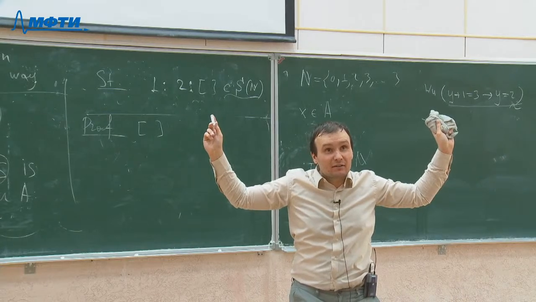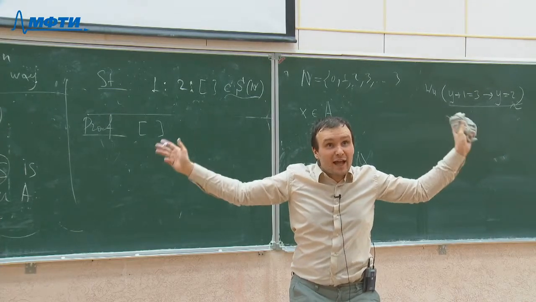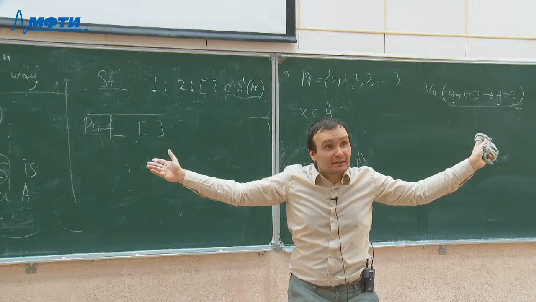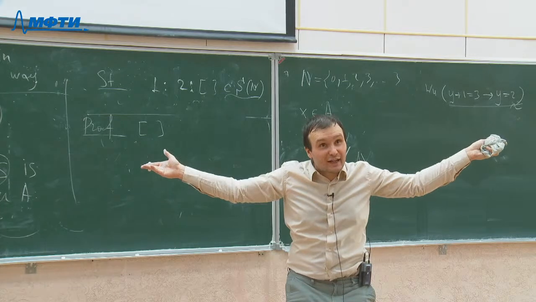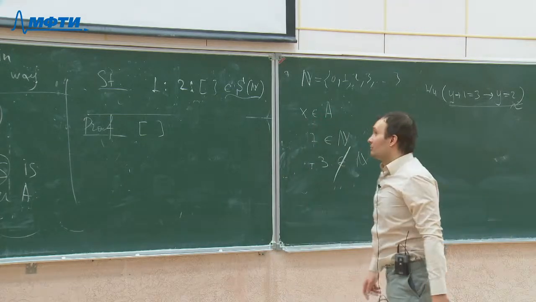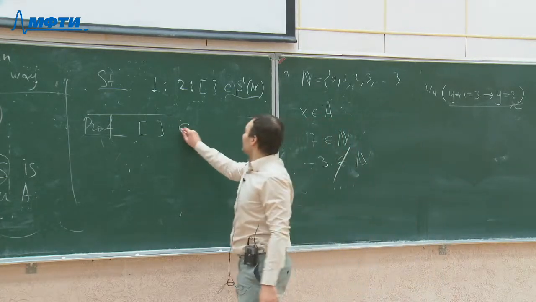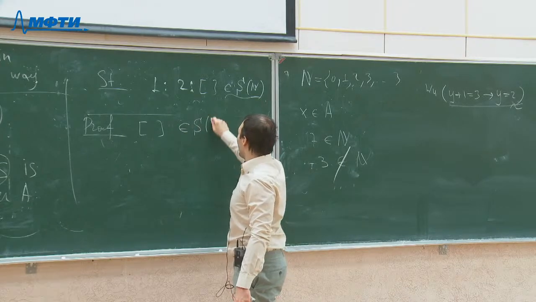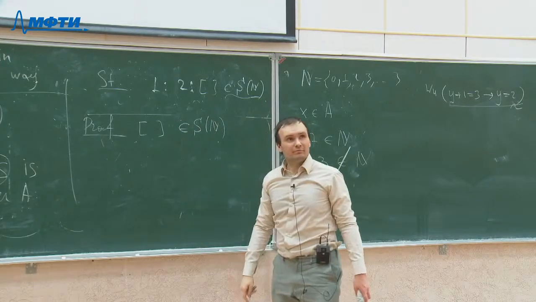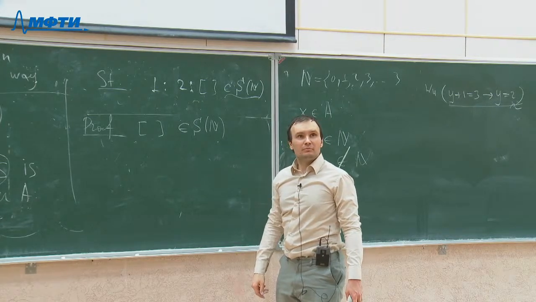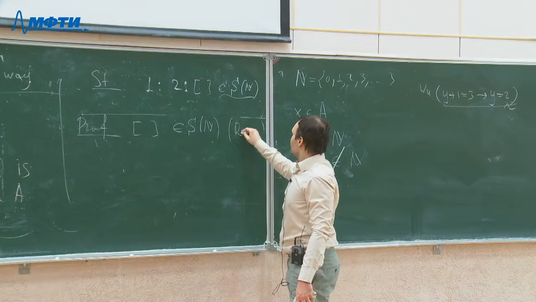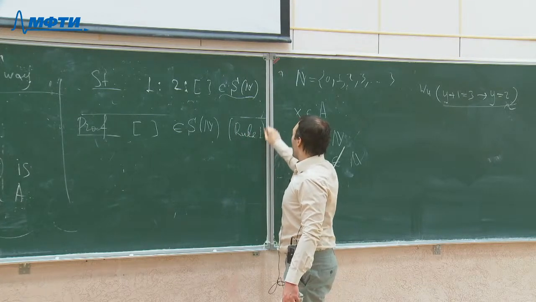Is it clear? We like brevity in mathematics and want to shorten our phrases. This is a string over N. Why? According to which rule? This is by our rule 1.